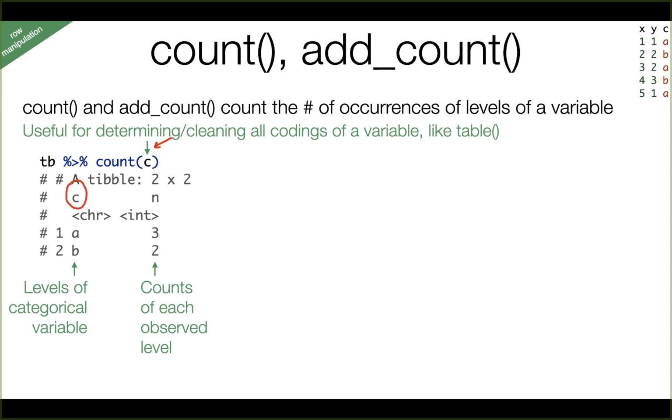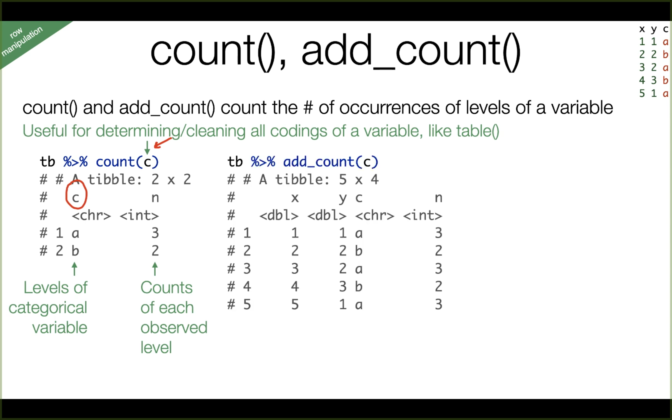levels was observed. If you use add count, it will do effectively the same thing, but instead of reducing the tibble, it will just add a new column to the tibble that you put in, and the new column tells you the number of times that that thing was observed. And again, it's called N.